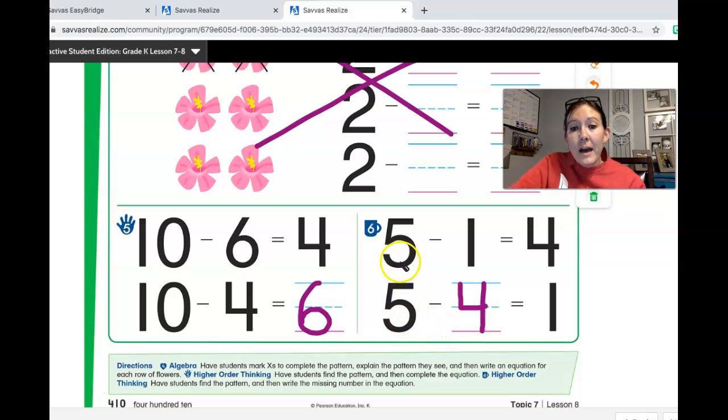Look, 5 minus 1 equals 4. 5 minus 4 equals 1. Let's try that equation together on our fingers. Hold up 5. Minus 4. 1, 2, 3, 4. How many are you holding up? That's right, 1 is left. Do you see that pattern? The 1s and the 4s traded places in these two equations.